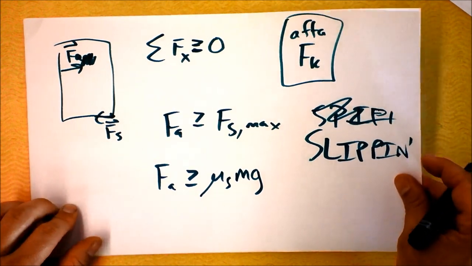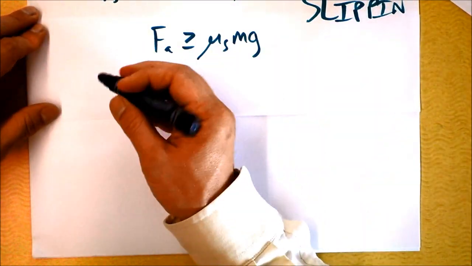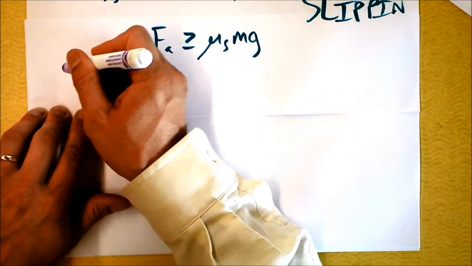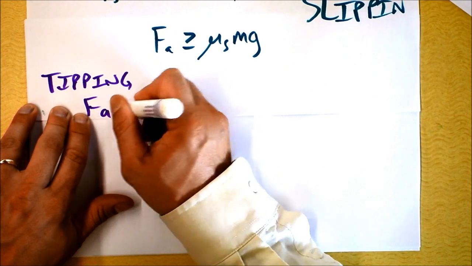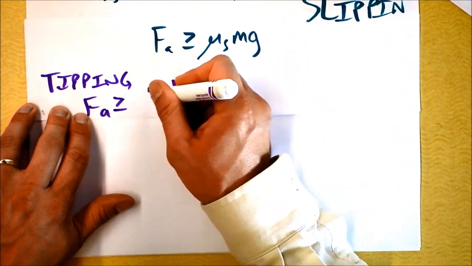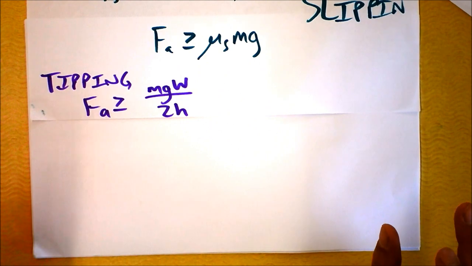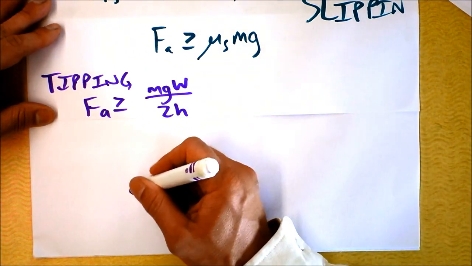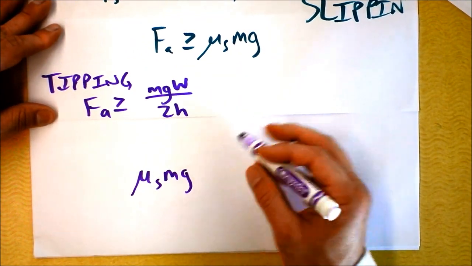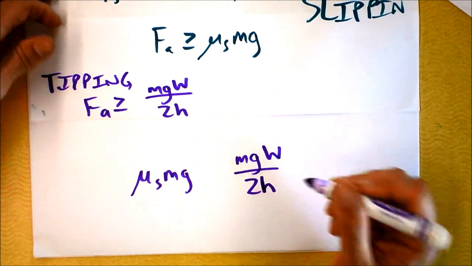So here's how we do that. I'm going to start with that statement there where F sub A, this is slipping. Okay, and then I'm going to write down the condition for tipping and see how they interact with each other. Tipping is giving me F sub A is greater than or equal to mgw divided by 2h. So here's the thing. I think I need to compare these two terms and then see which one's going to be possible. What about mu sub s mg compared to mgw over 2 times h?